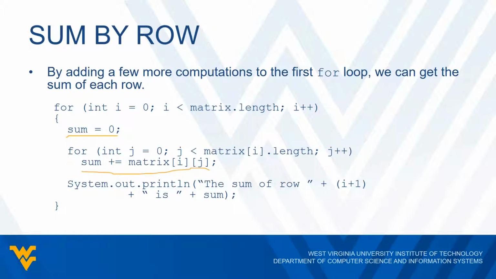And then once we're done processing that for loop, that means we've gone through an entire row, and we can just print the result of our sum. So that's what our System.out.println statement here does. It just says that the sum of row i plus 1 is our sum.